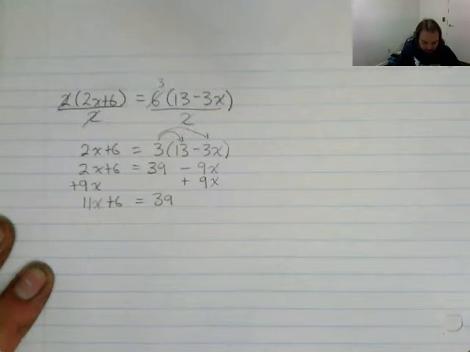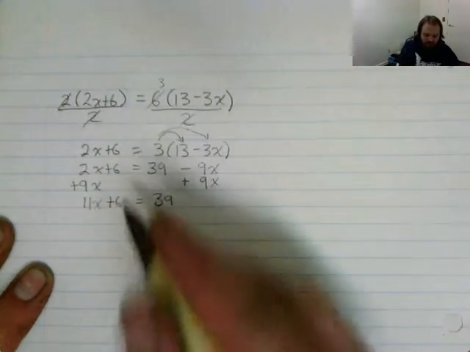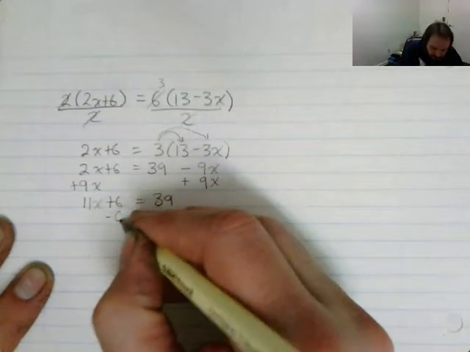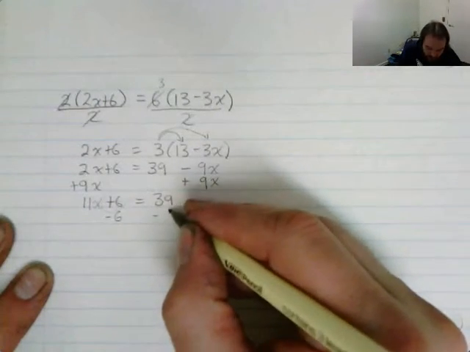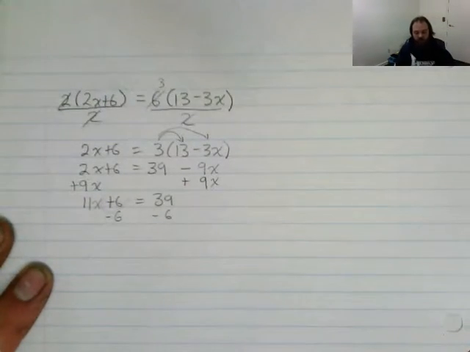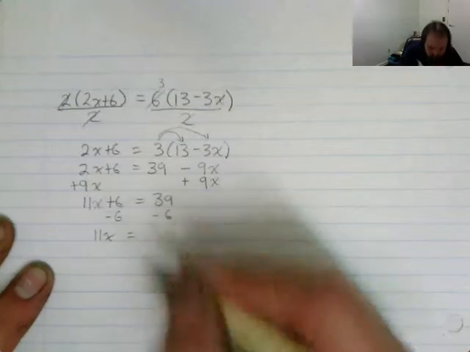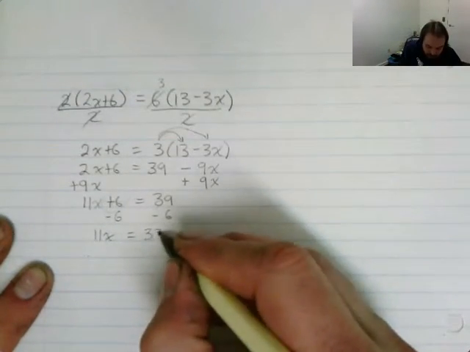Now, we're going to continue this here. I have 6 there. I want to get rid of that 6. There are 6 girls here, so I'm going to add 6 boys. Negatives are boys, right? What I do to one side, I must do to the other side. Here there are 39 girls without a partner. I'm going to add 6 boys. So now, we're going to have 11x is equal to 39 minus 6 is 33.